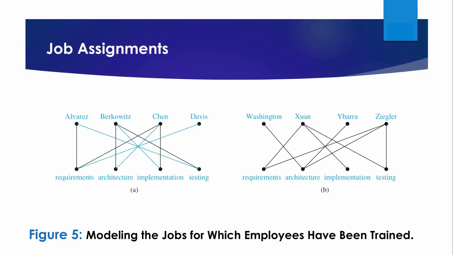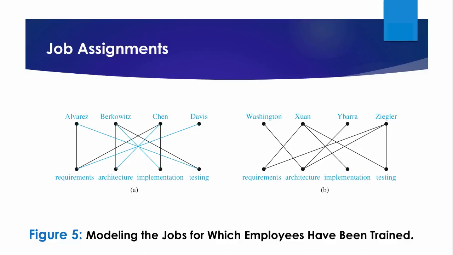Bipartite graphs can be used to model many types of applications involving matching the elements of one set to elements of another, as the following example illustrates. Suppose that there are m employees in a group and n different jobs that need to be done, where m is greater than or equal to n. Each employee is trained to do one or more of these n jobs. We would like to assign an employee to each job.